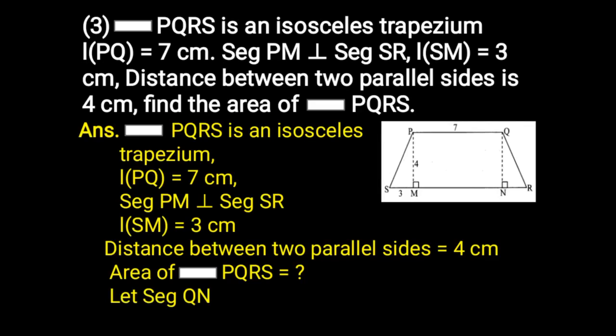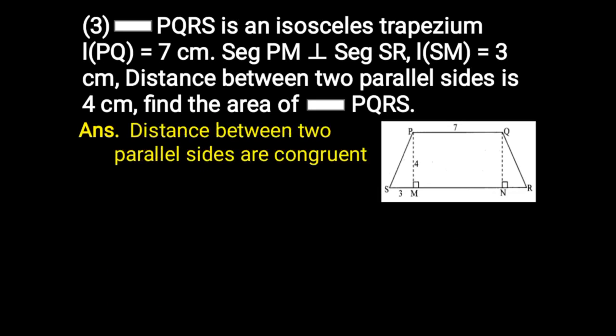Let segment QN be perpendicular to segment SR. Segment PM is perpendicular to segment SR is already given. Segment PM and segment QN are the distance between two parallel sides. Distance between two parallel sides are congruent. If length of PM is equal to 4 cm, then length of QN is also 4 cm. Therefore, length of QN is equal to 4 cm.